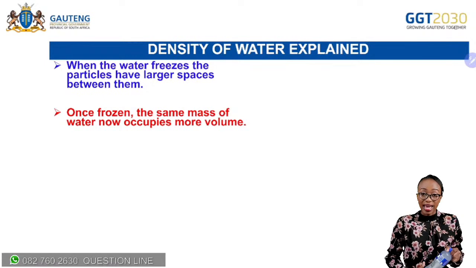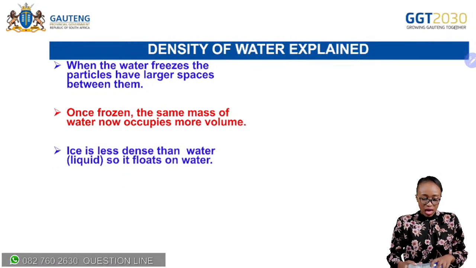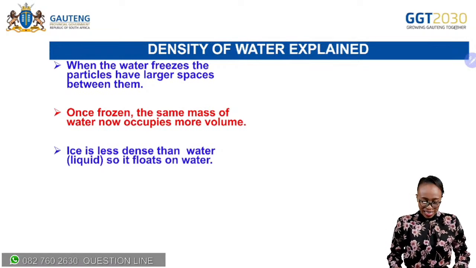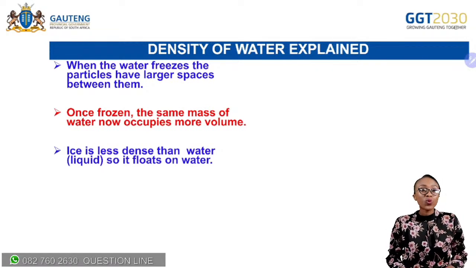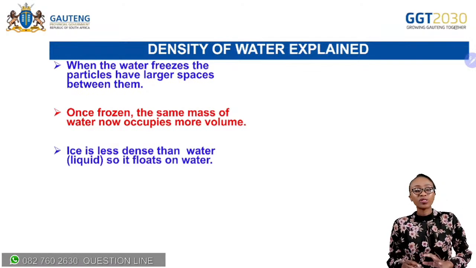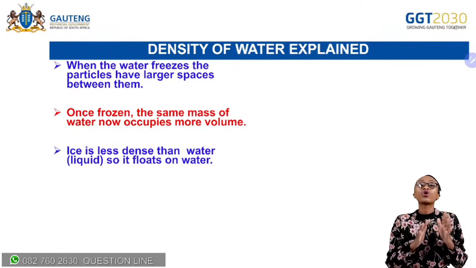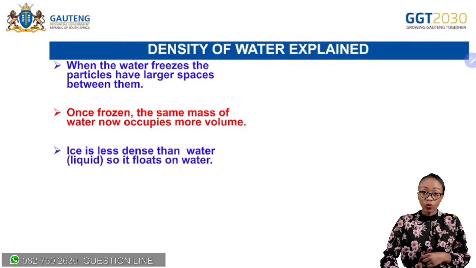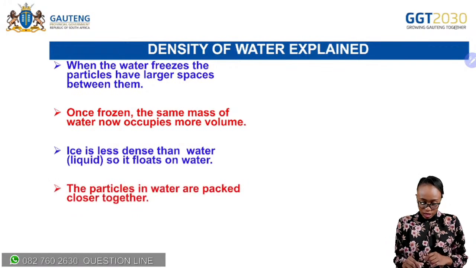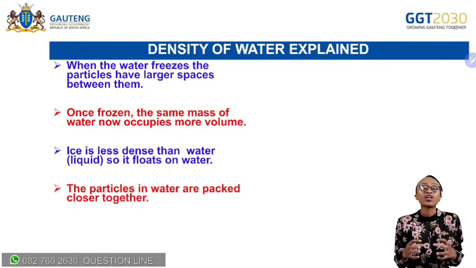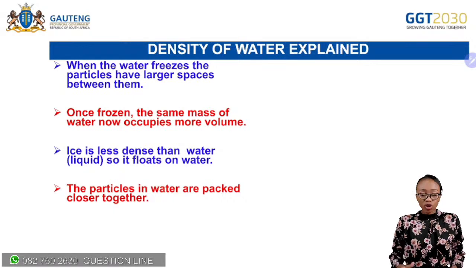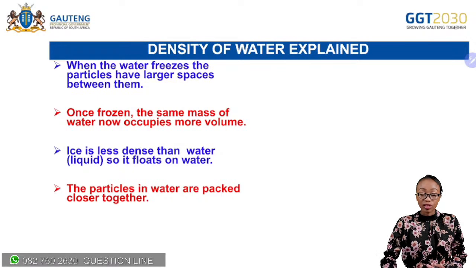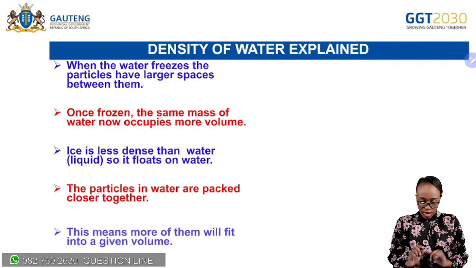Okay, so that is how water freezes. Because of that, ice is less dense than water. That is why when you put ice cubes inside your water glass, they float on top of the water, because ice is less dense than water and therefore floats on the water. The particles in liquid water are actually more packed in comparison to the particles in the ice.